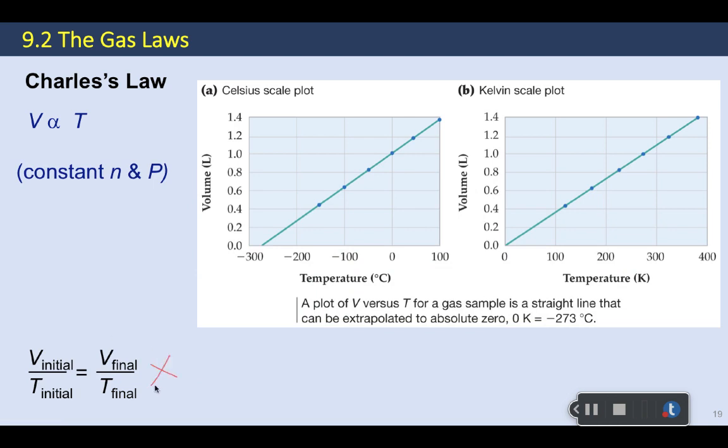And so another way of using this is to say that the ratio of volume and temperature at a first set of conditions will be equal to the ratio of the volume to the temperature at a second set of conditions. You can do this in Celsius, or you can do this in Kelvin. You'll still get a linear plot because the size of the degree is the same. But we're going to use Kelvin for most of our gas law calculations.